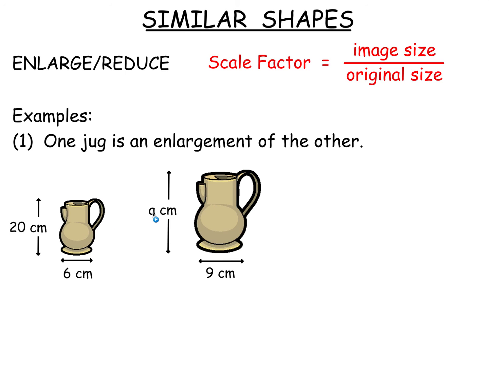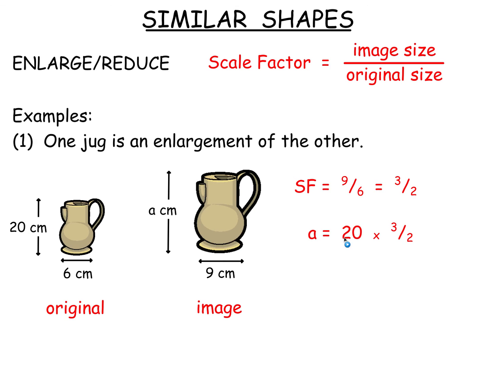A is what we want to calculate. We make that one the image, the one we're trying to calculate. The other one's the original. 9 on the image came from the 6 on the original. So when you put scale factor, you put image over original, the 9 over the 6, simplify that to 3 over 2. Take 20, apply the scale factor to get A.